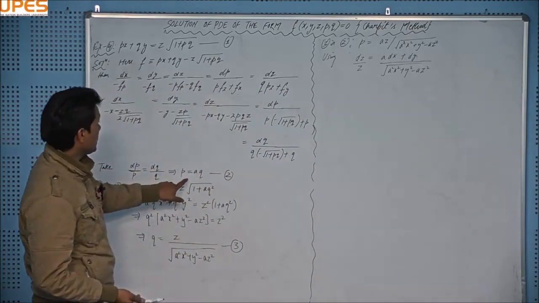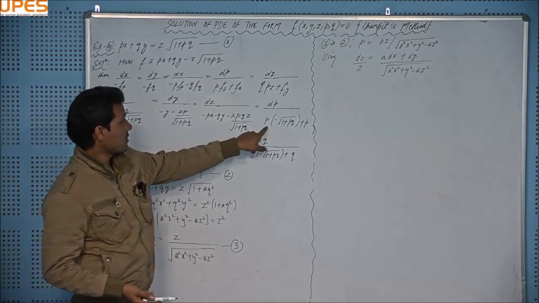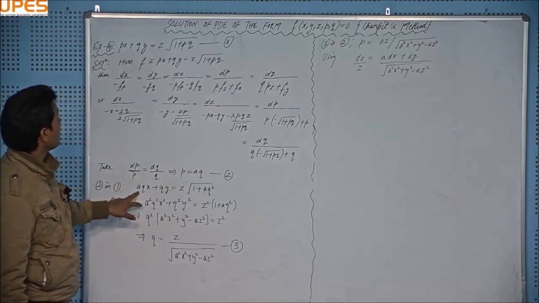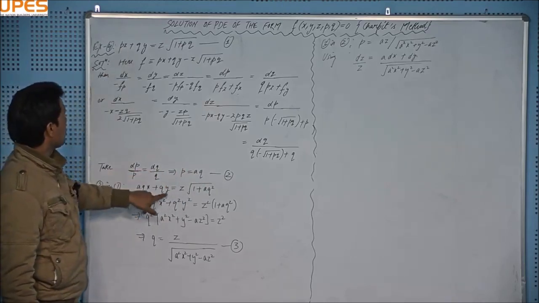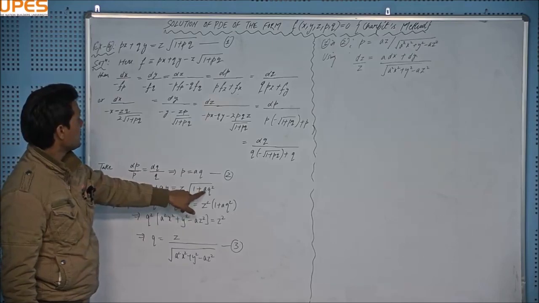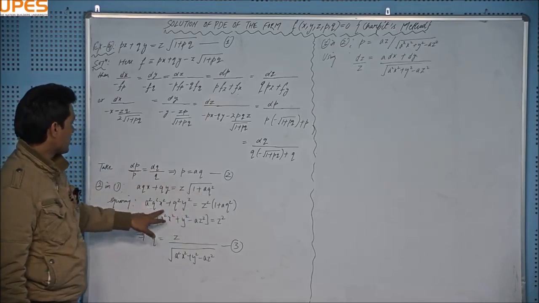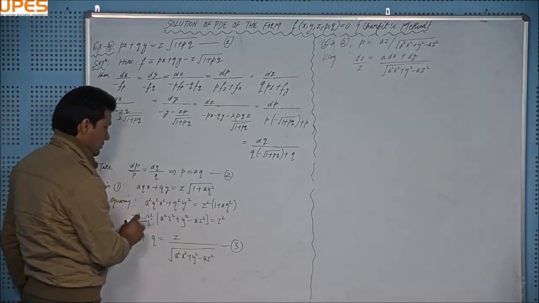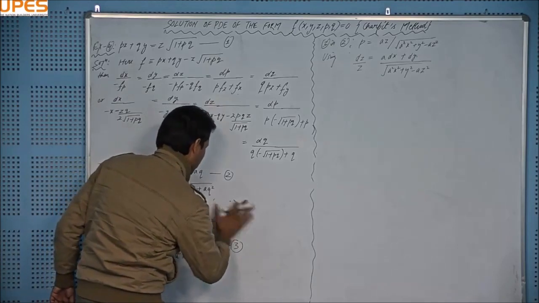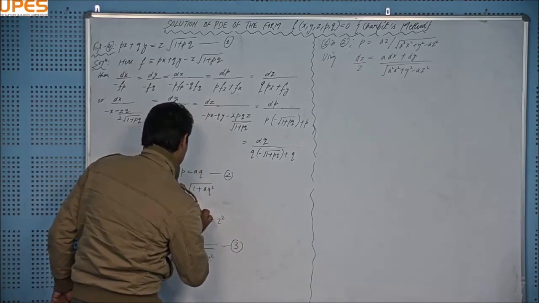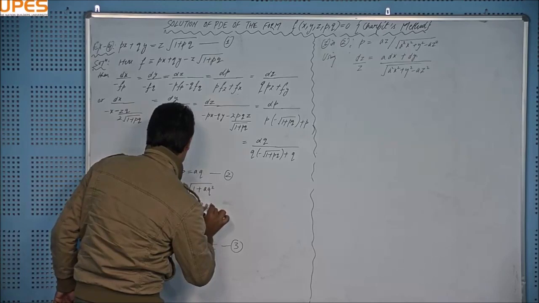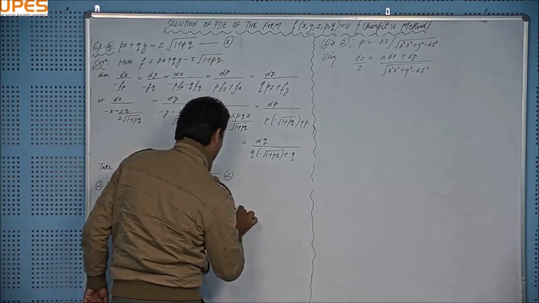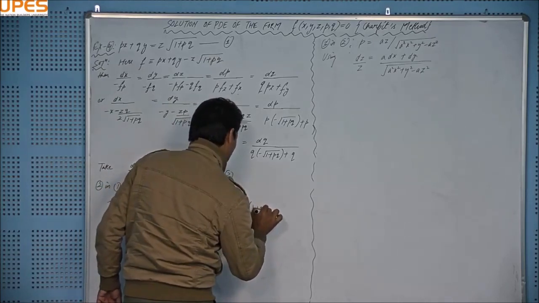p is equal to aq, that is fine. I have taken p common here, 1 minus this thing, that is fine. Then aq in place of p: a q x plus q y equals z times 1 plus a q square, that's fine. Squaring, a square q square, I missed one term. Whole square of this thing, plus twice of, plus 2a q square xy. And here I had z square 1 plus a q square.